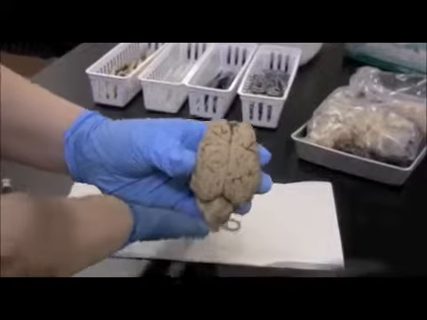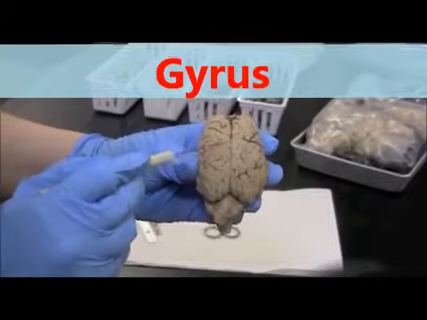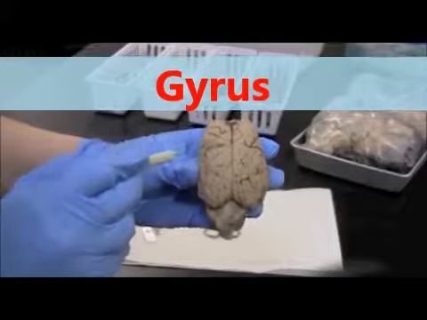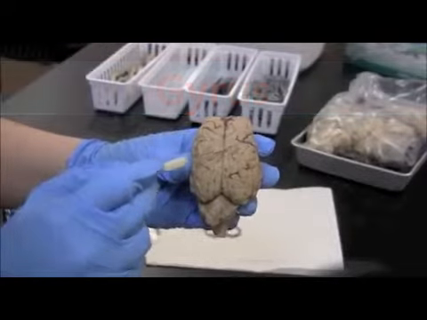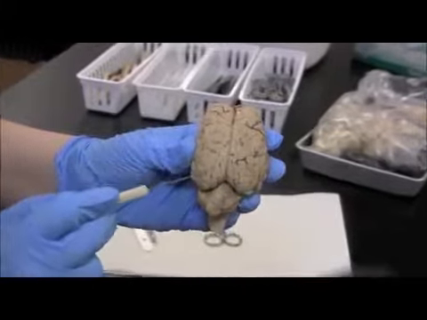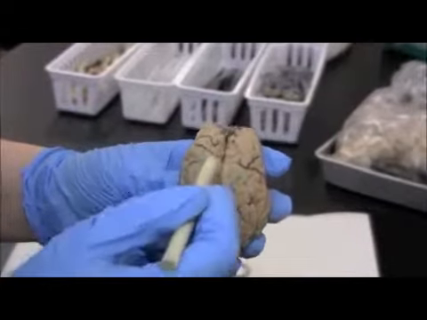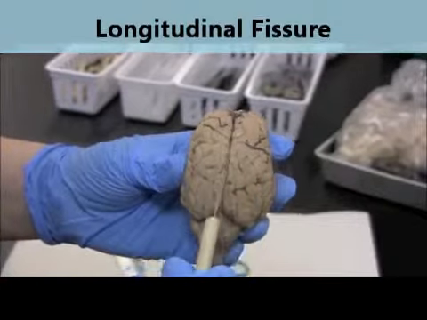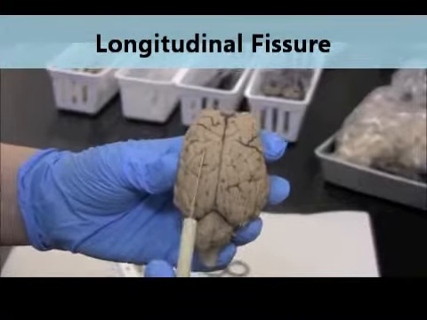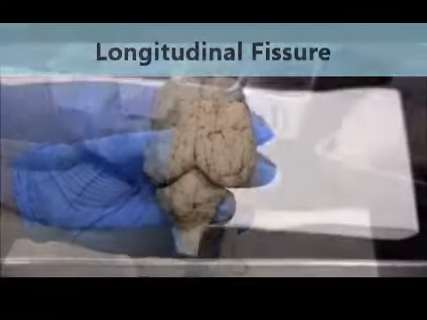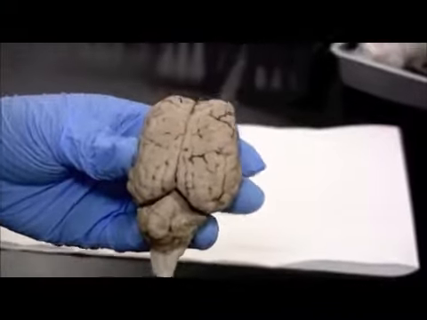The gyri, remember a gyrus is singular, gyri are plural, and all these ridges are going to be gyri. So all across the cerebrum. Down the center here is the longitudinal fissure. That's going to divide the left and the right hemispheres. So that was the longitudinal fissure.